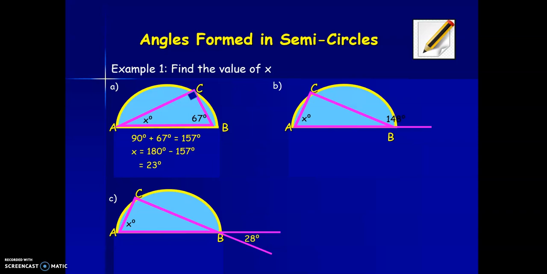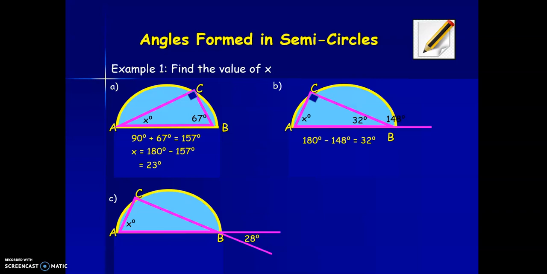The second example B, we have a right-angled triangle inside the semicircle, but the diameter has been extended outside the semicircle, and we have been given an obtuse angle of 148 degrees outside the right-angled triangle. So we're going to use this fact that we have a straight angle at vertex B to work out the internal angle at vertex B. So a straight angle is 180 degrees, so we do 180 take away 148, and that gives us 32 degrees as the internal angle at vertex B.